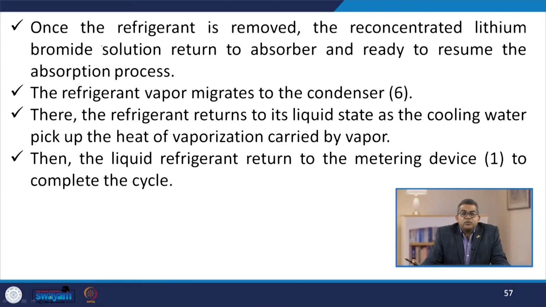Now, here the addition of heat boils the refrigerant from the absorber. Once the refrigerant is removed, the reconcentrated lithium bromide solution returns to absorber and is ready to resume the absorption process. The refrigerant vapor migrates to the condenser and there the refrigerant returns to the liquid state as the cooling water picks up the heat of vaporization carried by vapor. Then the liquid refrigerant returns to the metering device to complete the cycle.